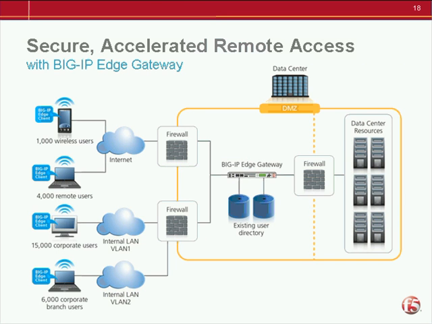And so in this instance, with the BIG-IP Edge Gateway, you get secure accelerated remote access. Got it, again, users on the left, resources on the right. So the BIG-IP Edge Gateway is our TMOS-based SSL VPN, handling 60,000 users and all different types of remote access requests: wireless, remote, corporate, and so forth.